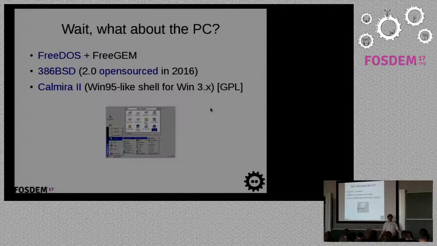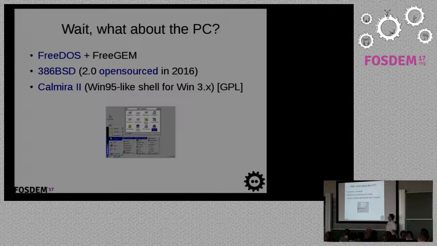So wait, what about the PC? Well, now there is still FreeDOS. People are still working on a DOS operating system for the PC. That's weird. And GEM has been open source some time ago, so you can actually run a GEM desktop. 386BSD, for which the last published version was 0.1 or something until very recently. And then the latest one has been published with the source code.